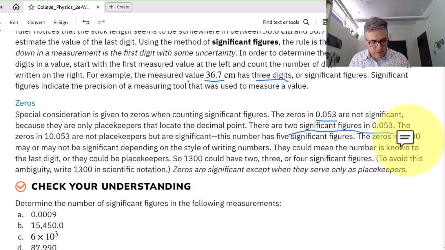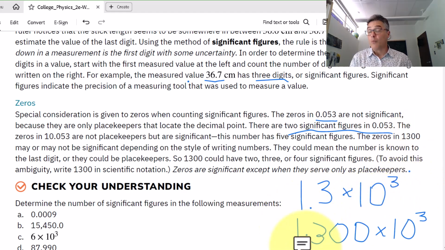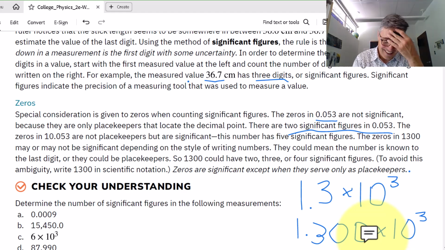Also, the zeros in 1300, we don't actually know. They could be placeholders, or you might really know that it's not 1301, it's not 1299, it's really 1300. The question is whether or not this number has been rounded to 1300. So a better way to write it is using scientific notation. 1.3 times 10 to the 3, that's the same as 1300, but we know that that has two significant figures. 1.300 times 10 to the 3, again the same, but now we know this has 4 significant figures.